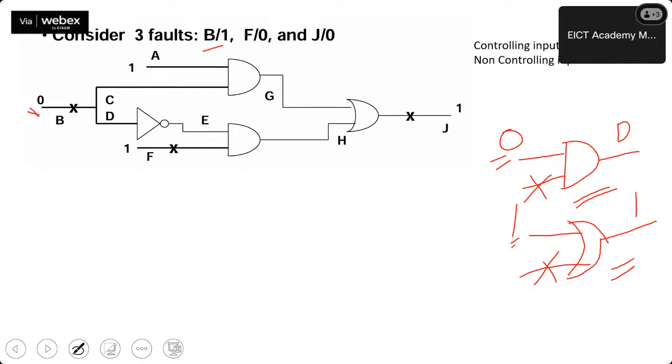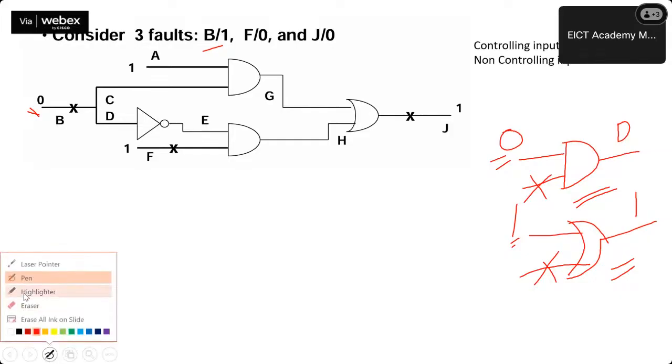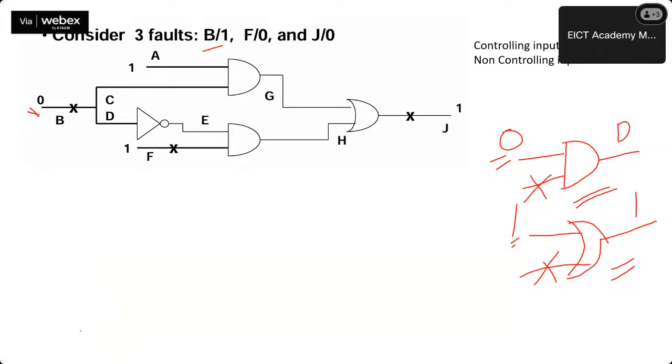For example, instead of 0, if you apply 1 at the input, then it really matters what the input to the other branch was. Let's say I have applied 1 over here. What will be the output?